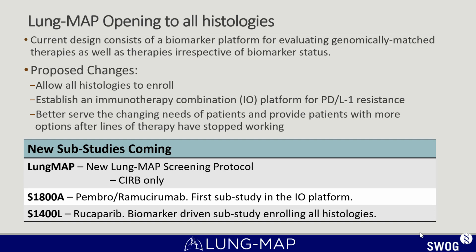So you have some time, if you don't use the CIRB as your IRB of record, to look at switching this over. Some new sub-studies, S1400-A is going to be part of this new IO combination platform. We're going to look at Pembro and ramucirumab, and this is that first protocol for non-matched patients in this setting. The last one is S1400-L, which is the first all histologies biomarker-driven study that we're working with Clovis on, and it's going to be looking at Rociletinib.